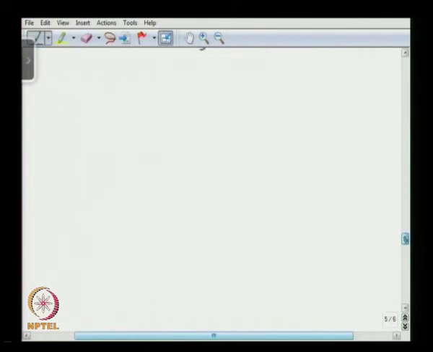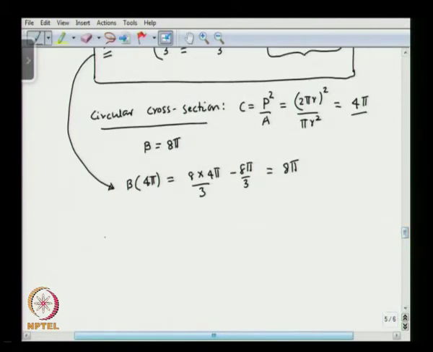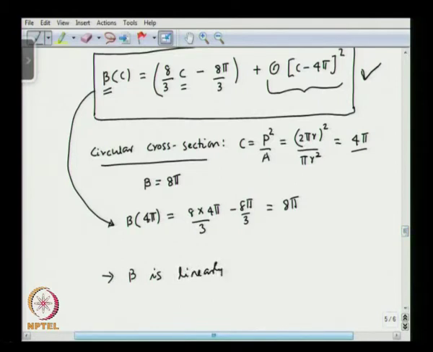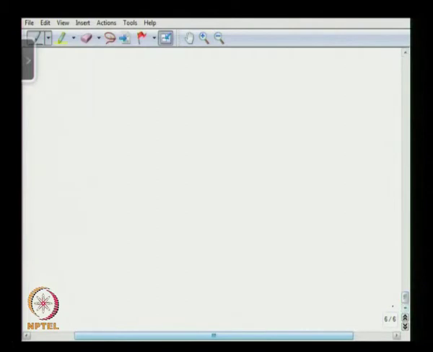Now, if you look at the plot here, in the x axis we have compactness C, and the y axis we have the correction factor beta. If you know the correction factor, you know hydraulic resistance. What you see here is the line for elliptical cross section, and you see that beta is linearly dependent on C. So, the correction factor is linearly dependent on the compactness. So, next we look at a rectangular cross section.